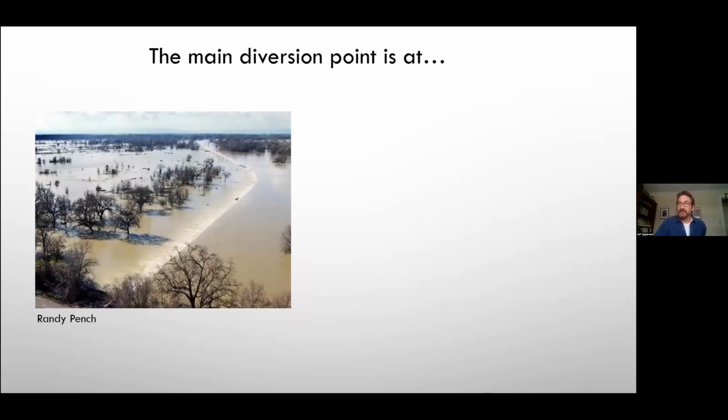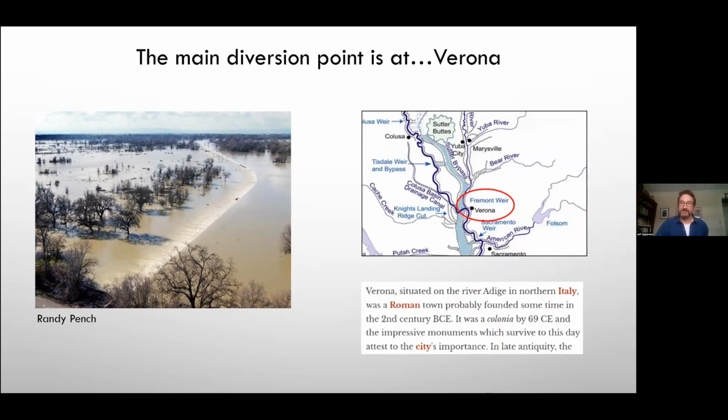This is the weir that allows the river, when it's at flood stage, to flood on the right. That's a loop in the river. On the left is the 40,000 hectares of floodplain in these bypasses. And just to take a quick little trip back to Rome, where is this diversion point? It's at a place called Verona. And of course, when I Googled Verona, it says it's a Roman town founded in the 2nd century BCE, which is when Hannibal was ransacking Italy. So I thought, oh, that's quite appropriate. Both of my stories involve Verona.